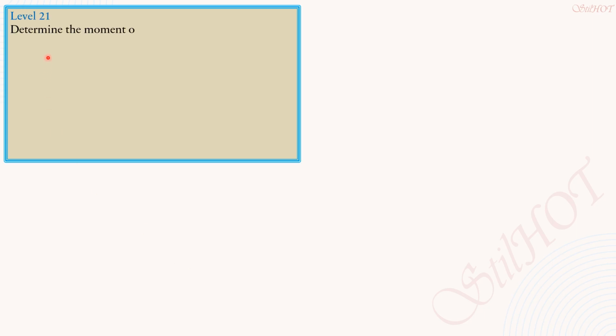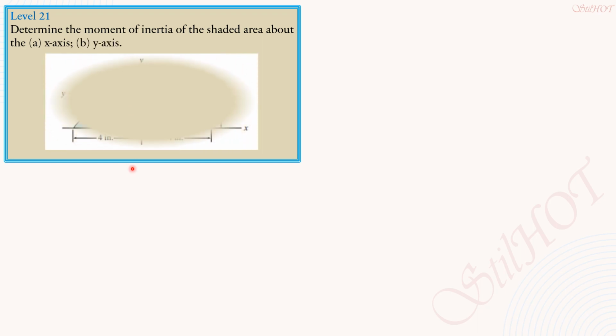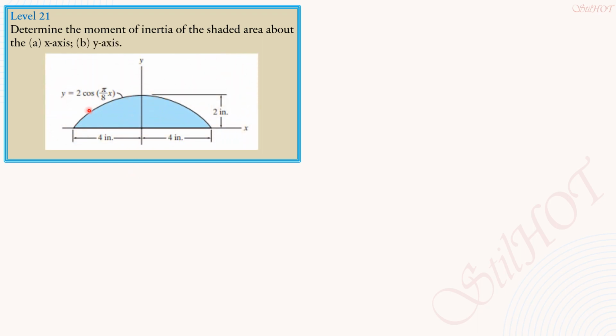Problem 21: determine the moment of inertia of the shaded area about the x-axis and the y-axis. So here is the given figure. Again, we have an area which is symmetric with respect to the y-axis. So we consider a vertical strip as shown. The height is y, the thickness is dx, and therefore the variable of integration is x. So limits would be from 0 to 4 inches.